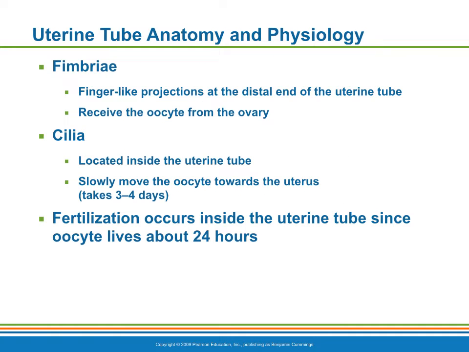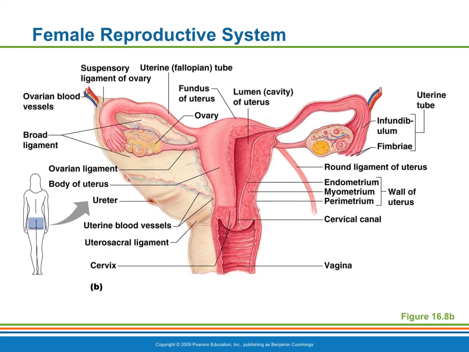It has these little finger-like projections called the fimbriae. And there are cilia located inside the uterine tube. These finger-like projections are moving the egg, they're kind of calling the egg, and then once it gets in, the little cilia are slowly going to move it down towards the uterus. It takes about 3 to 4 days. Fertilization occurs inside the uterine tube at about 24 hours.